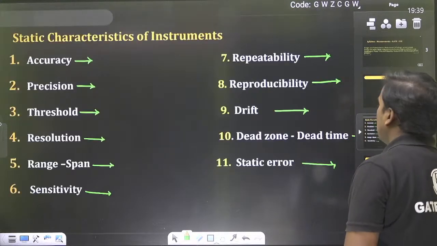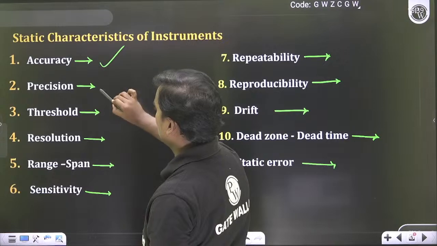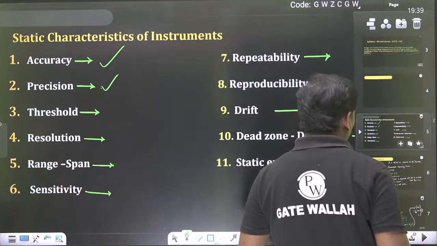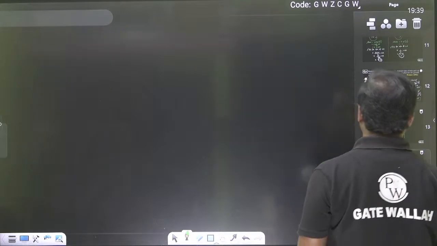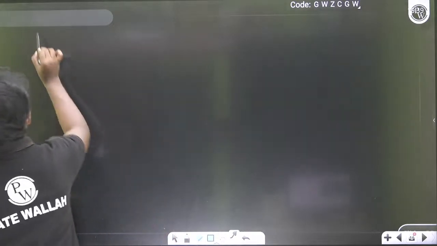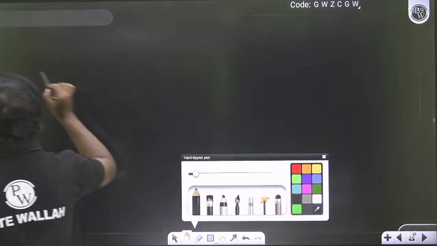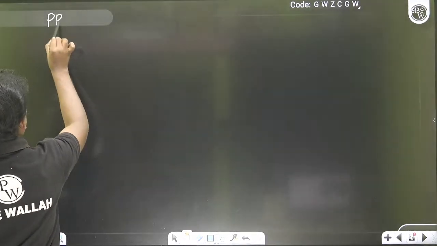We have discussed accuracy up to now. Let us go for the next characteristic, precision. What is precision? Can you tell me what is precision? How can we define precision? Precision can be defined as what?